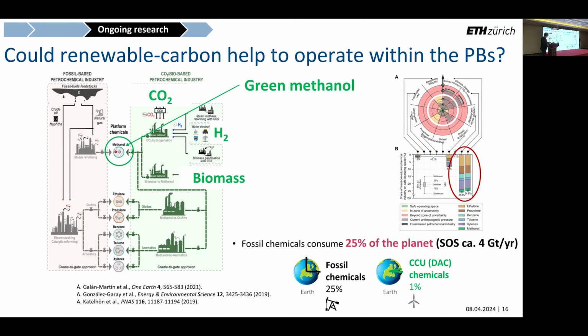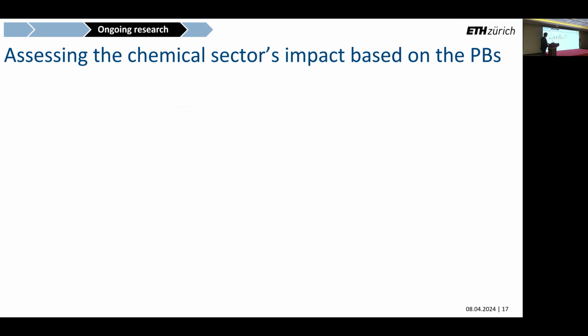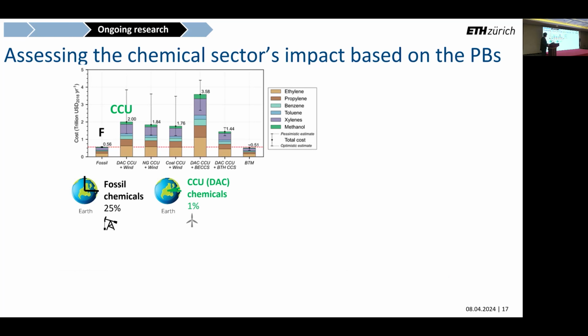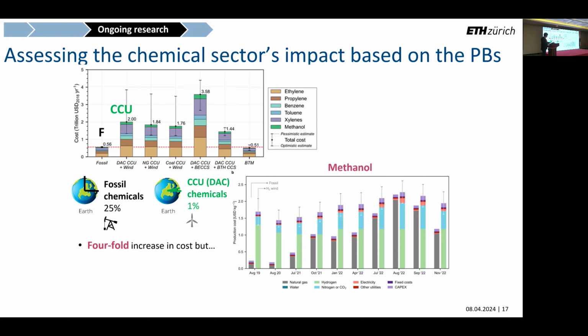Here I put the cost of different scenarios based on renewable carbon, with direct air capture powered with electrolytic hydrogen from wind. You can see how the cost is almost 3 to 4 times the cost of the current fossil chemicals. However, this is also interesting to highlight. This is another analysis that we did for methanol, considering the peak of prices in natural gas after the Russian invasion of Ukraine.